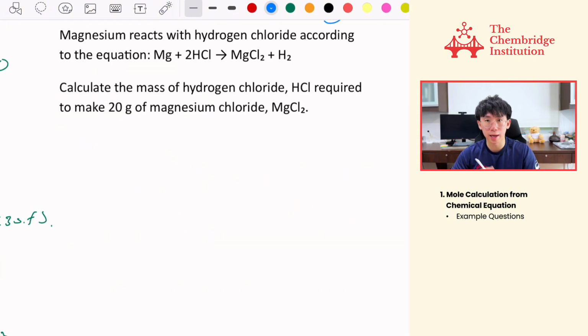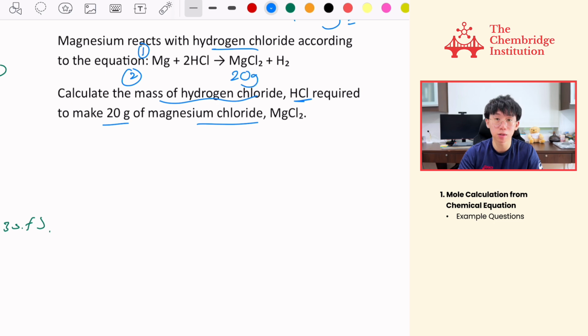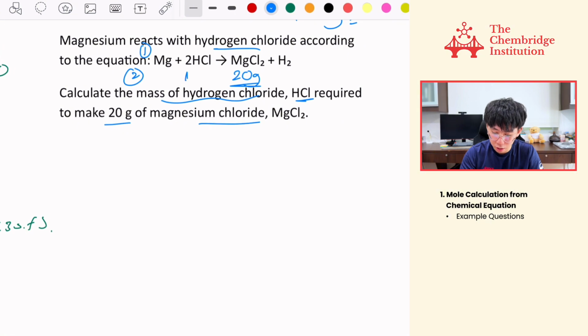Okay, so let's take a look at another example. Magnesium here reacts with hydrogen chloride according to this equation over here, right? And they very nicely give you the equation, which is always step 1, right? And then they're asking you to calculate the mass of hydrogen chloride, HCl, required to make 20 grams of magnesium chloride. So again, I would consolidate the information over here. So we know that we need to make 20 grams of magnesium chloride. This is most likely our starting point. And they're asking you for the mass of hydrogen chloride that we need. So this is just mass, question mark.